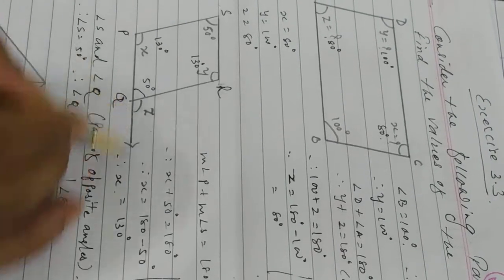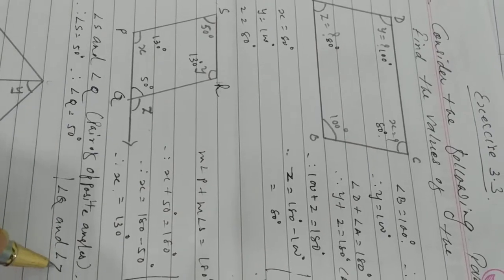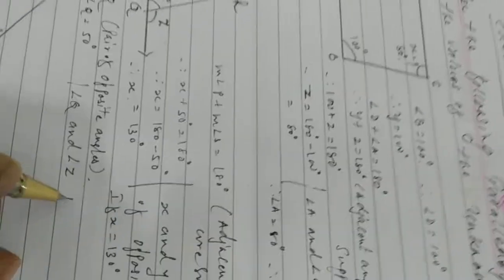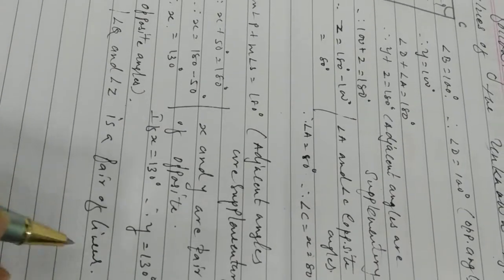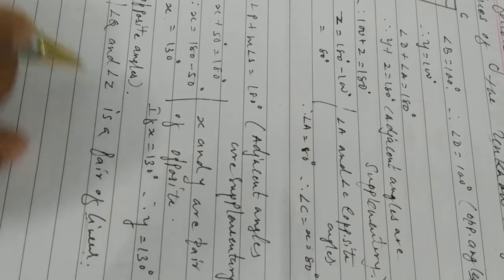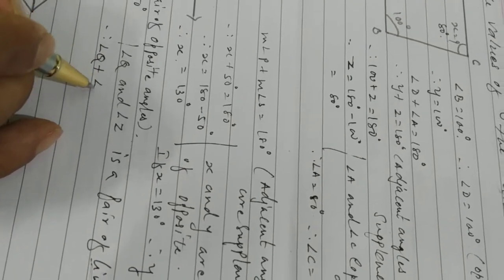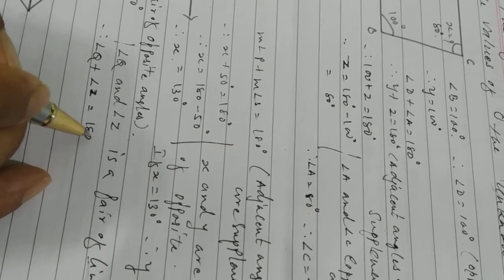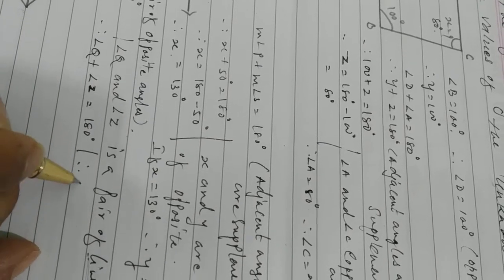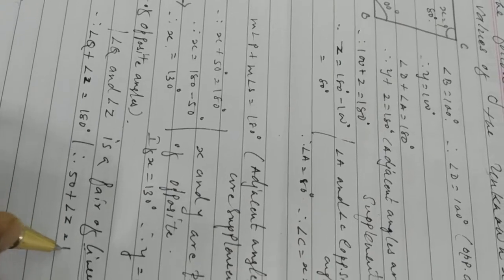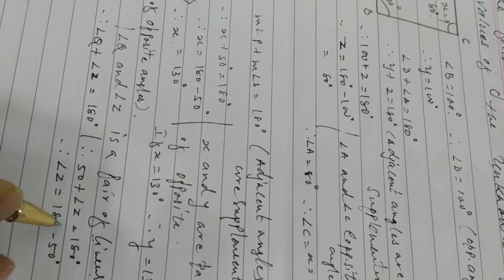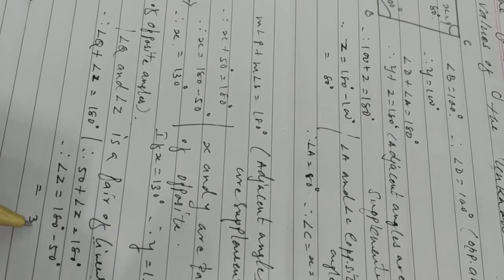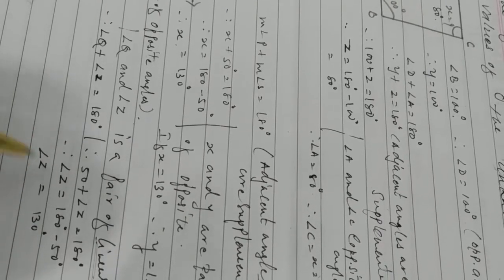Angle Q and angle Z are a linear pair of angles, right? So linear is what? 180 degrees. Therefore, angle Q plus angle Z is equal to 180 degrees. Therefore, Q is 50, plus angle Z is equal to 180 degrees. Therefore, angle Z is equal to 180 minus 50 degrees. So 180 minus 50, so how many? 130 degrees. So angle Z is equal to how many degrees?